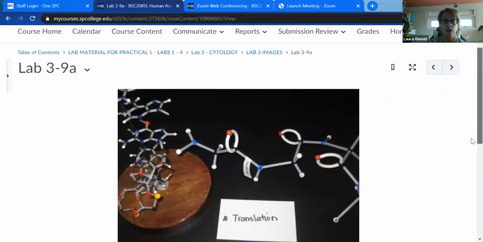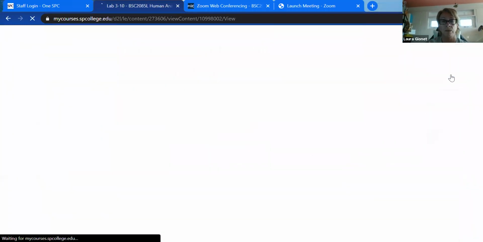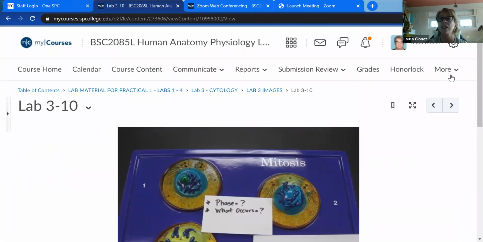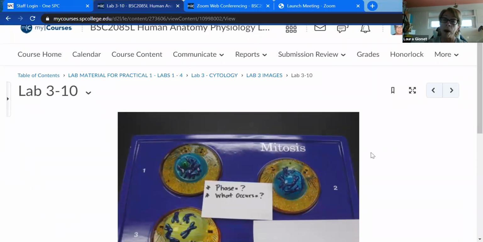Okay. Translation and a ribosome. I did say translation before, didn't I? Transcription is when you have DNA and RNA. Translation is RNA to a polypeptide chain. All right.